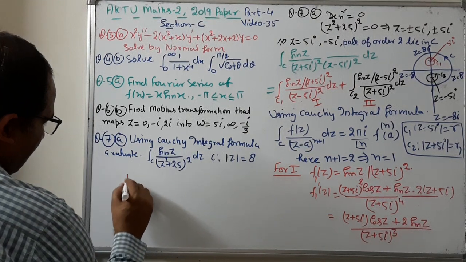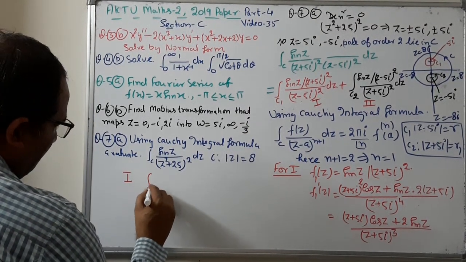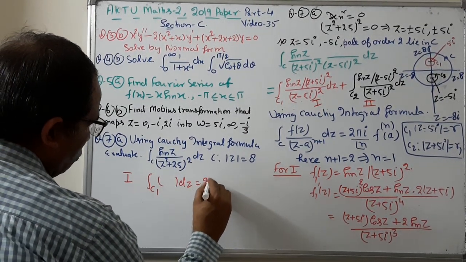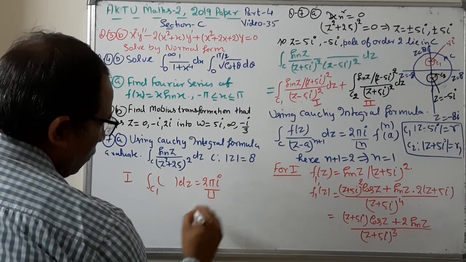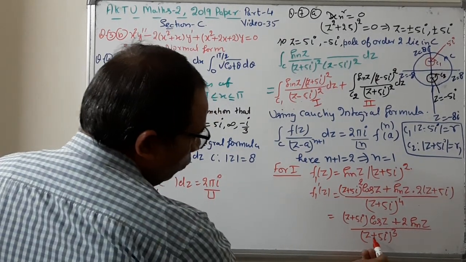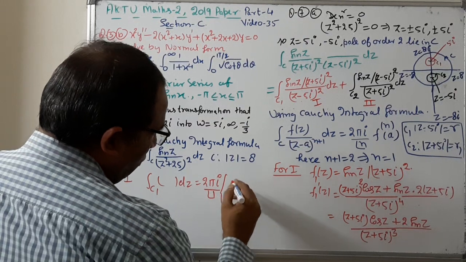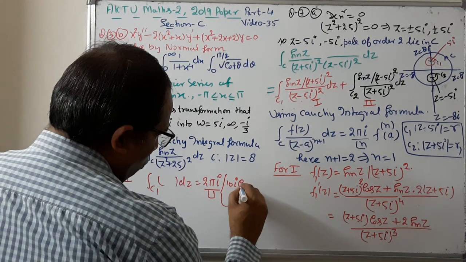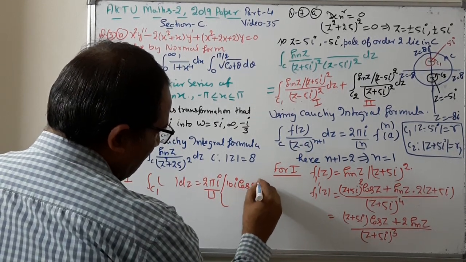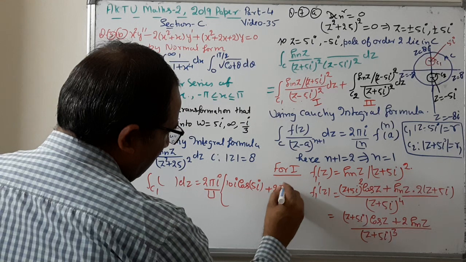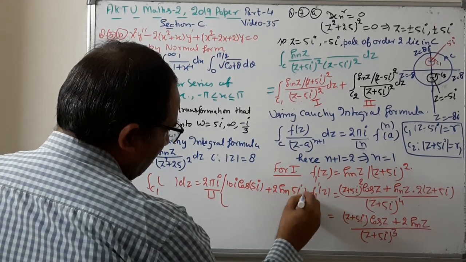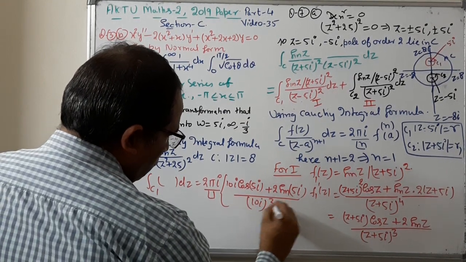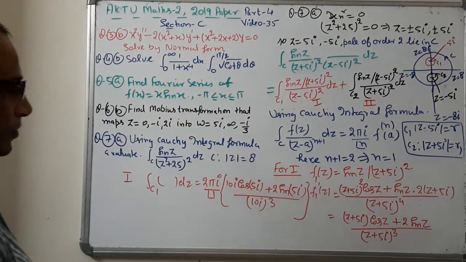The value of the first integration over C1 can be written as 2 pi i upon factorial 1, and put here z equal to 5i. If we put z equal to 5i, that is 5i plus 5i, 10i, right? Cos z means cos 5i, plus 2 times sin of 5i, upon 10i whole power 3. We get this one, right?